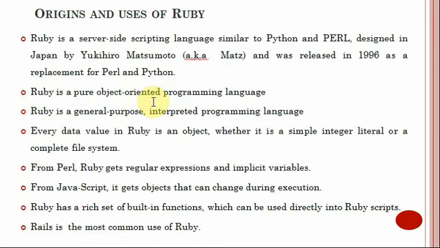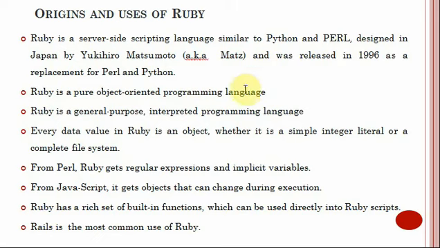of Ruby. So Ruby is a server-side scripting language similar to Python and Perl. It was designed in Japan by Yukihiro Matsumoto, also called Matz, and was released in the year 1996 as a replacement for Perl and Python.